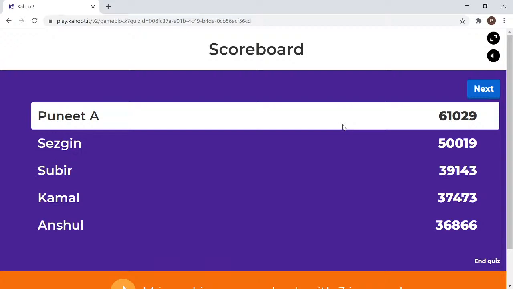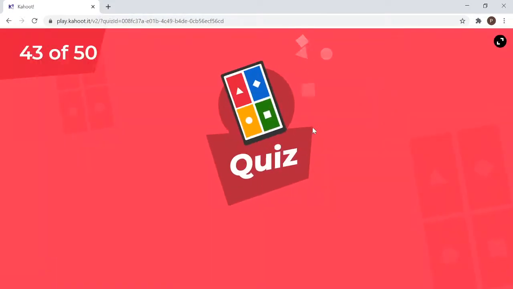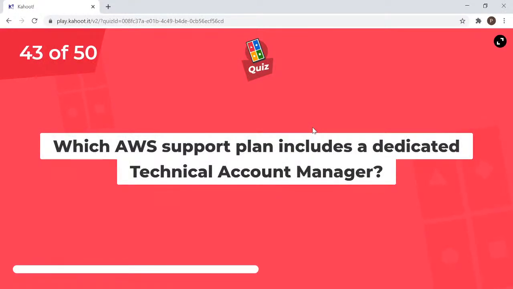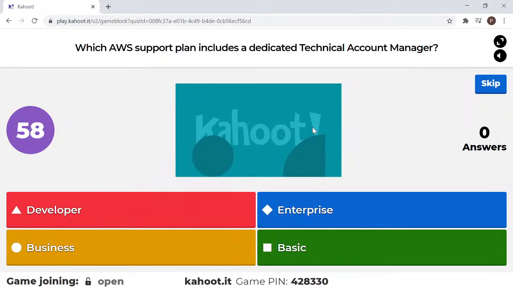Everyone holding the position strong, so we'll move on to the next question. Last 8 questions. Which AWS support plan includes a dedicated technical account manager? Is it developer, enterprise, business, or basic?